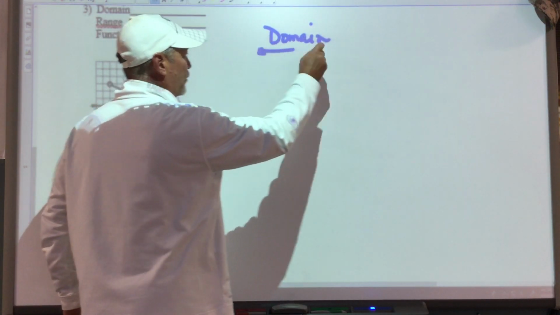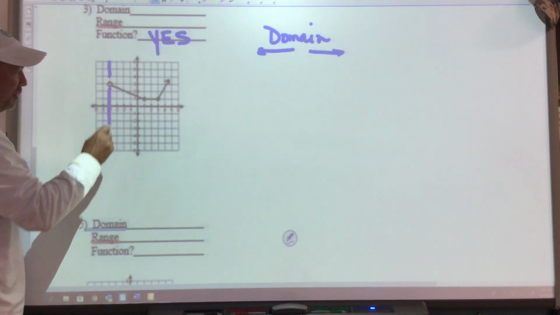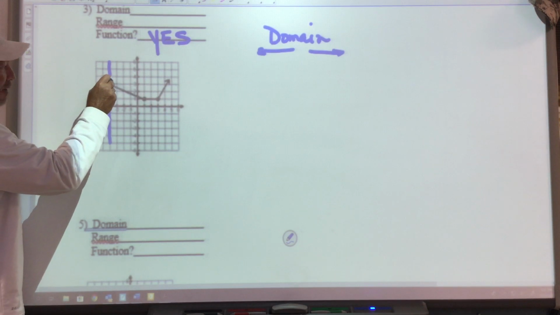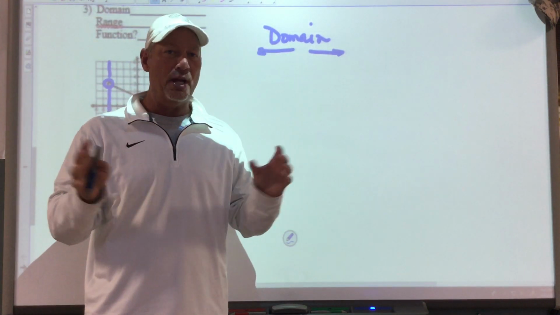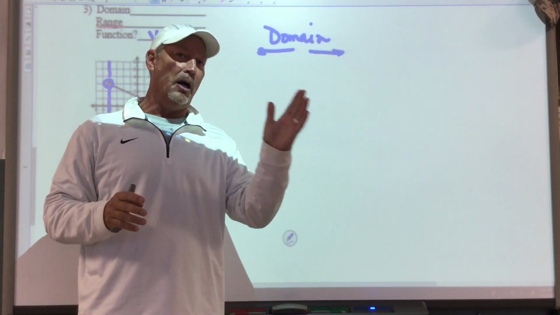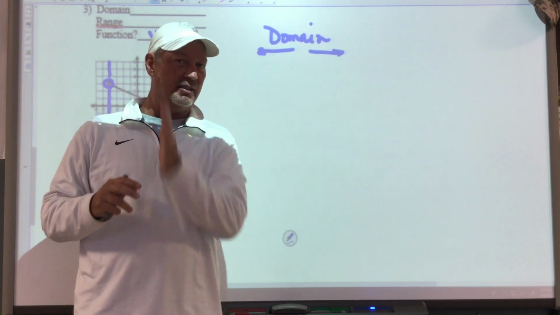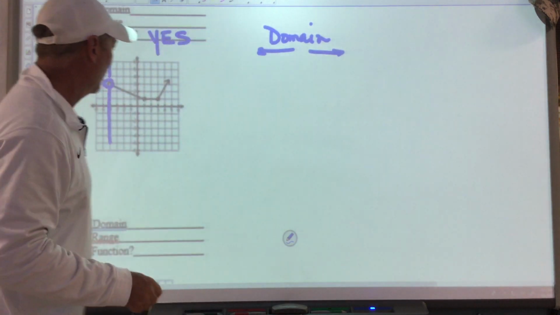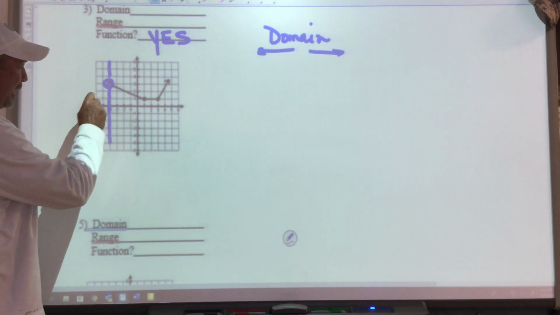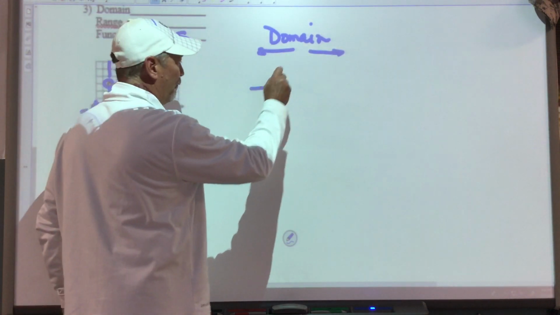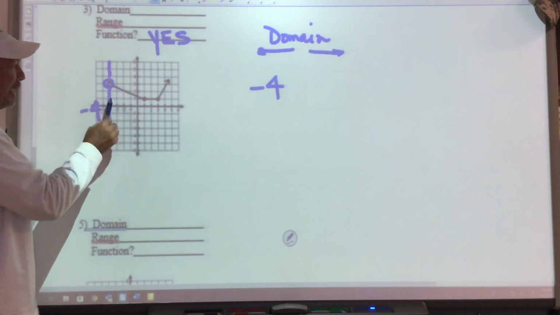remember domain's going left and right. So look at the left edge. The left edge has what's called an open circle. An open circle means do not include. It goes up into that point, but the open circle means do not include. It does not actually touch that line, okay? So we're going to say I am at -1, 2, 3, 4. I'm at -4, but I have an open circle, so I actually do not touch.